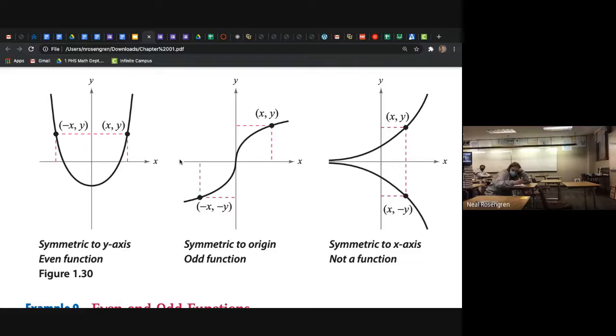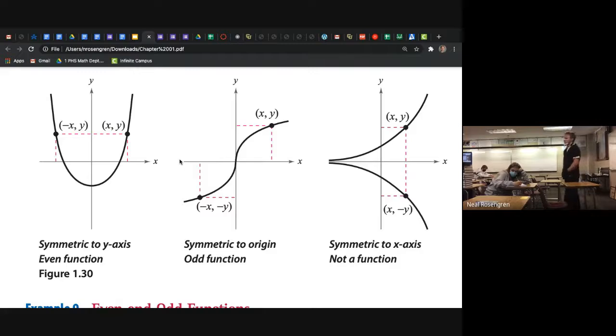Okay, or functions can be odd. That's when they're symmetric to the origin. So the point 0, 0. This is the line of symmetry. This one has a point of symmetry. It's kind of reflecting yourself either over the line or through that point.